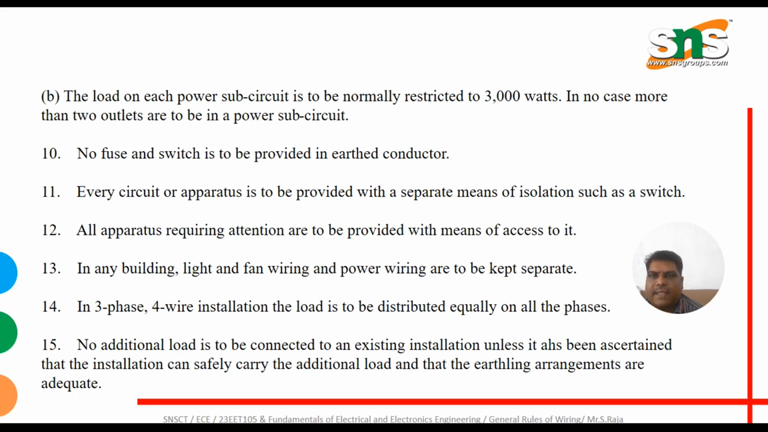All apparatus requiring attention are to be provided with means of access to it. In any building, light and fan wiring and power wiring are to be kept separate. In a 3-phase 4-wire installation, the load is to be distributed equally on all the phases. No additional load is to be connected to an existing installation unless it has been ascertained that the installation can safely carry the additional load and that the earthing arrangements are adequate.